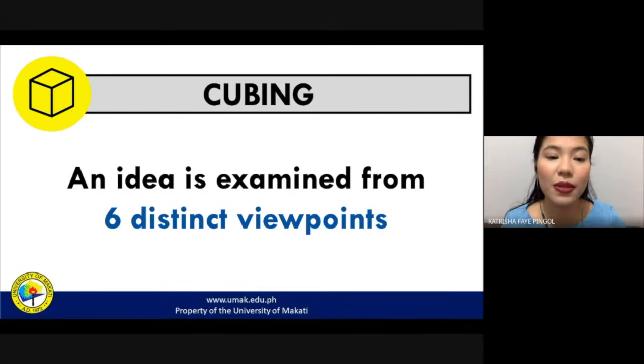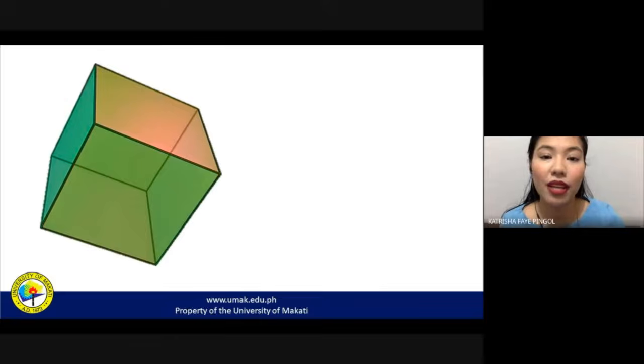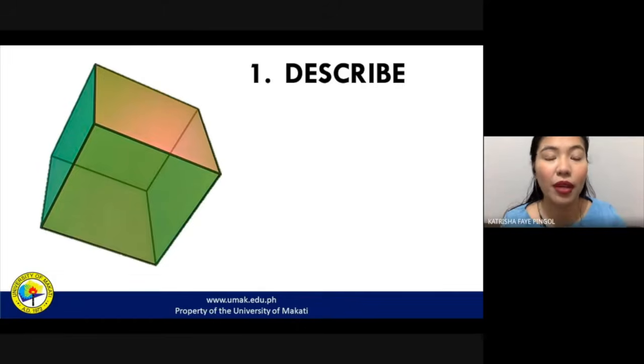All right. So, what are those 6 distinct viewpoints? The first one is describe. When we say describe, you just ask yourself, what is it?